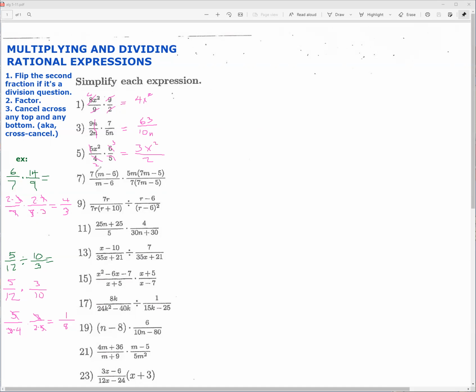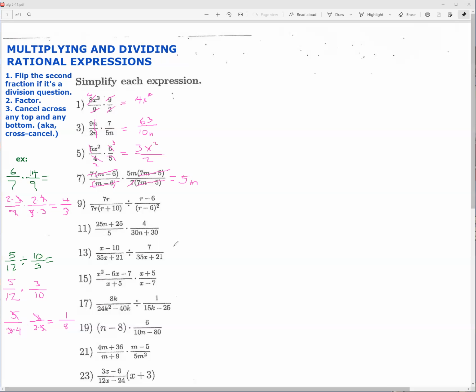All right, number 7 is starting to look a little busier. So we've got 7 times m minus 6 times 5m times 7m minus 5 over m minus 6 times 7m minus 5. Now remember, when you've got multiple terms in the bottom, you want to think of that as having kind of parentheses around it. So when I write it like that, you can see that this complete parentheses of m minus 6 will cancel with this m minus 6, the 7m minus 5's cancel, the 7's cancel, and we're only left with 5m.